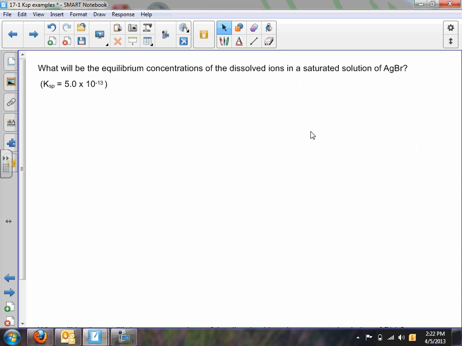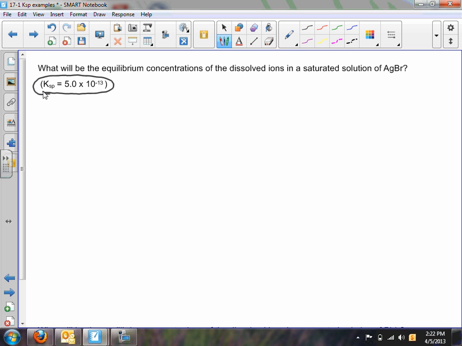Now we're going to do the exact opposite. We're going to be given the KSP and try and find the concentration of the ions in solution. KSPs are values you can just look up in a book. I found these for those particular substances right out of your textbook. So it says, what would be the concentrations of the ions in a saturated solution of silver bromide?